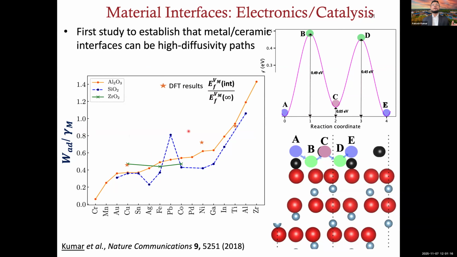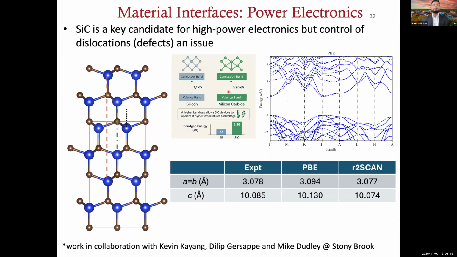So sticking to electronics, again, just to give you another glimpse of what I'm currently involved in, silicon carbide is another very popular material that's being looked at for electronic applications. Because it has a higher band gap than silicon, it could be used for more energy intensive situations, like high voltage, high power consumption, where you have requirements like that. And so again, we can use DFT to compute basic properties. But one key issue with silicon carbide is that you have a lot of defects. There are these planar defects known as dislocations.